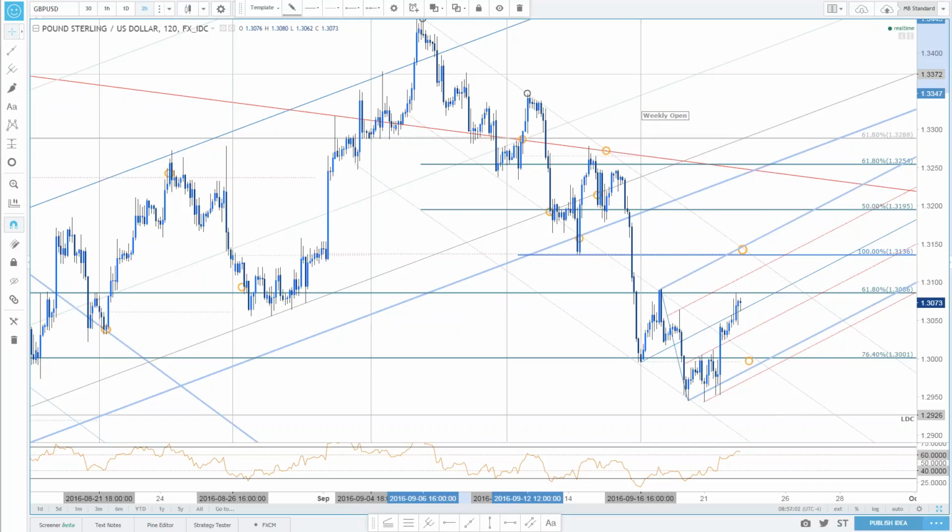As far as UK data is concerned, you're pretty quiet for the remainder of the week. So again, look for broader dollar price action to really be driving this pair. Even next week, actually, it's pretty quiet from UK data. Carney still on tap today. That's right. Eileen, thanks for that reminder.